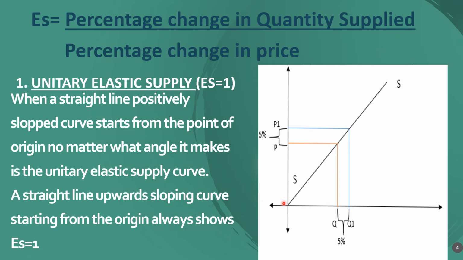So you will see in the diagram the supply curve begins from the point of origin and it slopes upward. The slope is positive. We can see here a 5% change in price brings about a 5% change in quantity supplied. That means percentage change in quantity supplied being 5% divided by percentage change in price also being 5%. When we divide the two, we get 1. So therefore elasticity of supply is equal to 1.